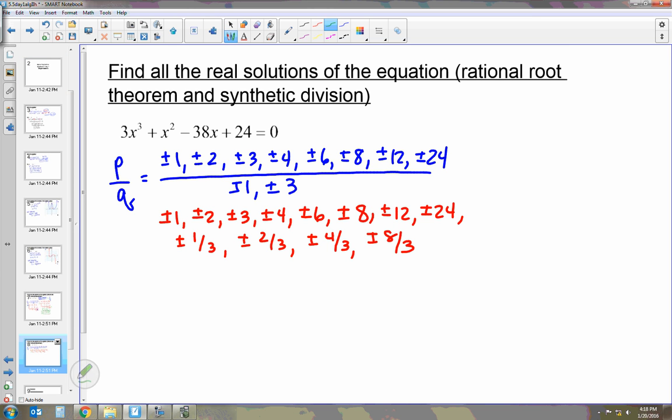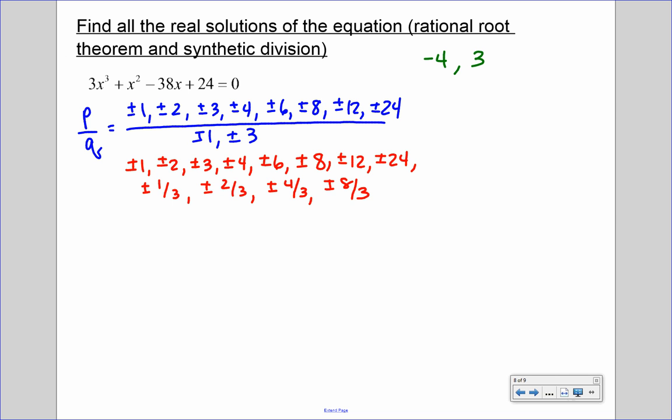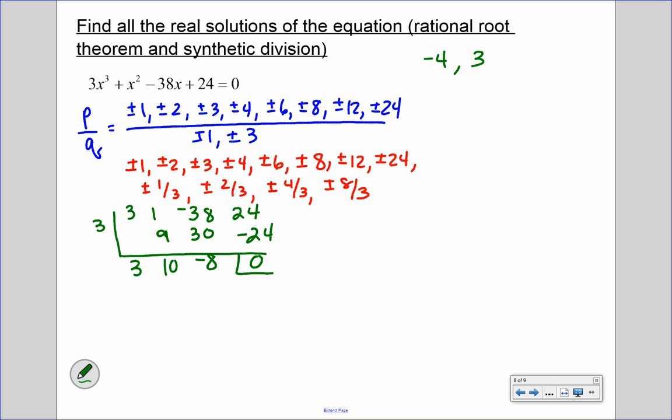So we can use a -4 and a +3. Okay, let's do -4 first. Actually, let's try 3 first, using our synthetic division. So we have 3, 1, -38, and 24. I'm going to bring down the 3. I get 9, 10, 30, -8, and -24. So this one works out. So I know that 3 is a solution.